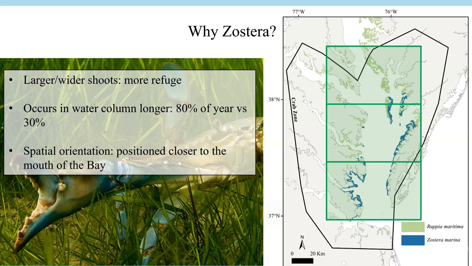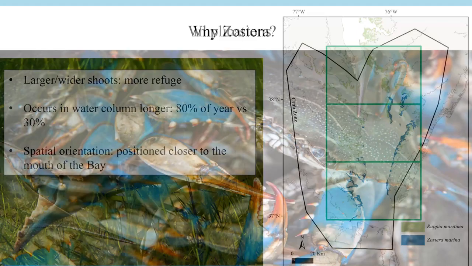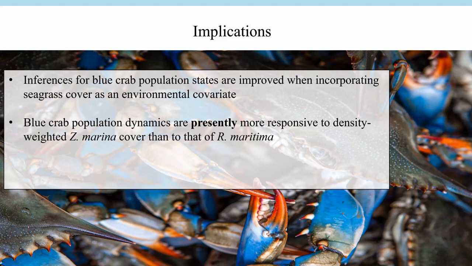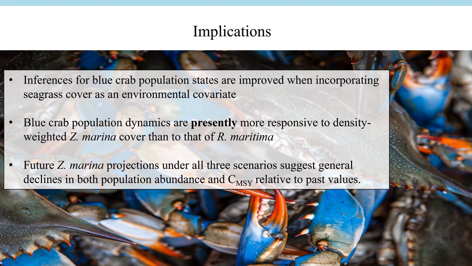Now with that, the implications of my work so far are simply that inferences of blue crab population dynamics are immensely improved by incorporating seagrass cover as an environmental covariate. The blue crab population is presently, and I want to underscore that, we think it's presently more responsive to the density or the Zostera marina availability than to that of Ruppia maritima, but that might change, particularly as Ruppia begins to overtake Zostera as it is extirpated from the bay. And then finally, because future Zostera marina projections under any scenario going forward suggest general declines in population abundance of blue crabs, we really need to be very careful when we are setting management expectations and policies going forward.